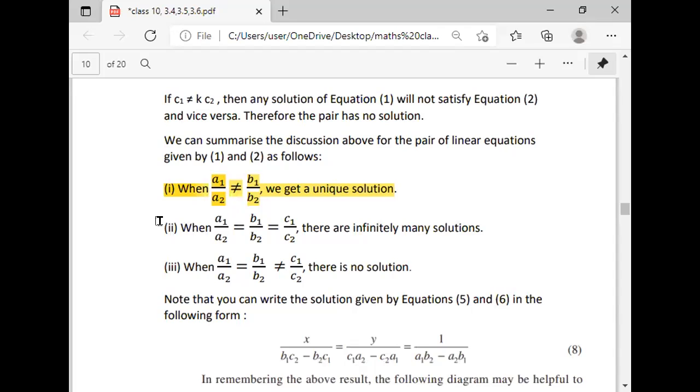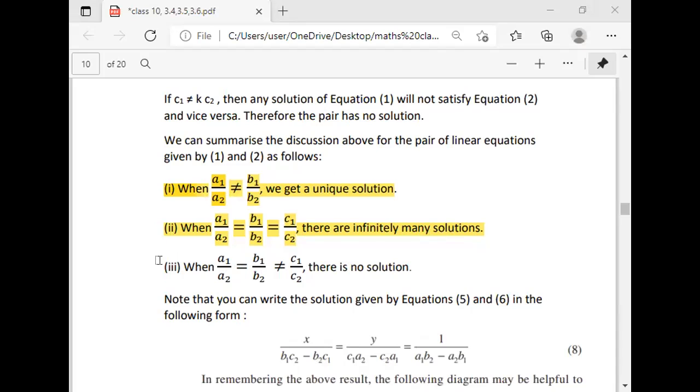But what if the ratio a1 by a2 is equal to b1 by b2, which is equal to c1 by c2? Then we can say there are infinitely many solutions. When you compare it with the graphical method, what is the peculiarity of those two lines? They are coincident, overlapping each other.